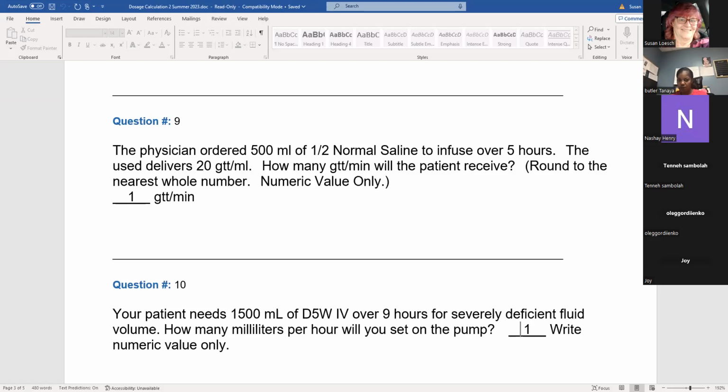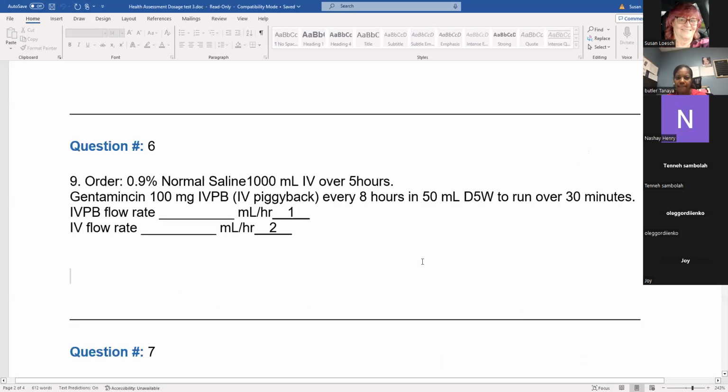Okay, so for the first one, what is your total volume there? The total volume is 500 mLs. Are you looking at number 6 here? No, we have number 9. Number 9, right? Yes. Okay. Just want to make sure you can see the right question.